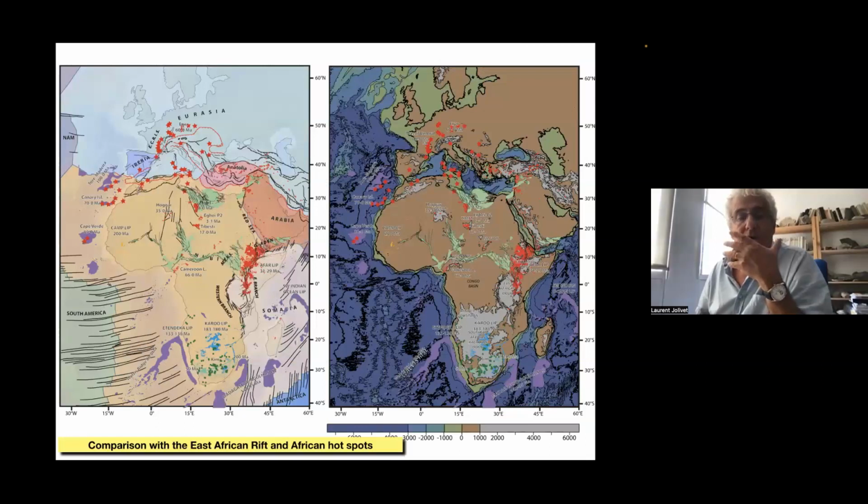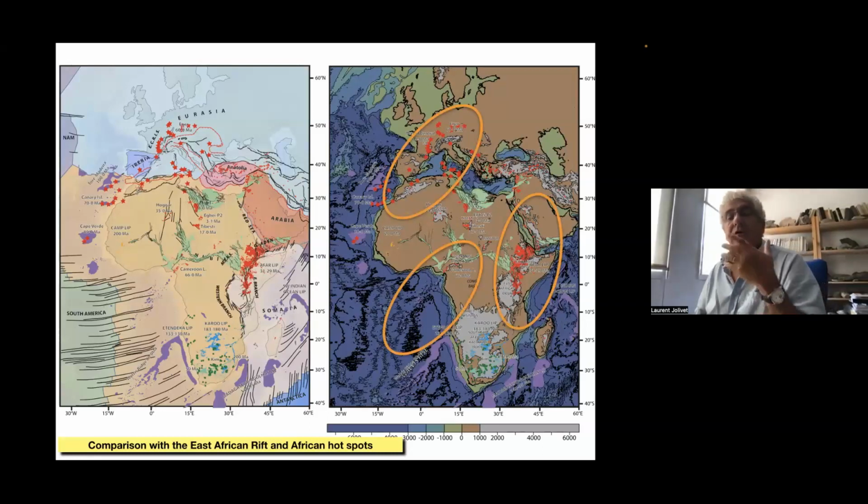So if we now enlarge the picture and look at a comparison between the East African rift and the West European rift system, we see that we have several rifts associated with magmatic provinces that are oriented either north-south or northeast-southwest here. So there seems to be a connection, a similarity between the West European rift system and the East African rift, and we try to look at these similarities and the differences.